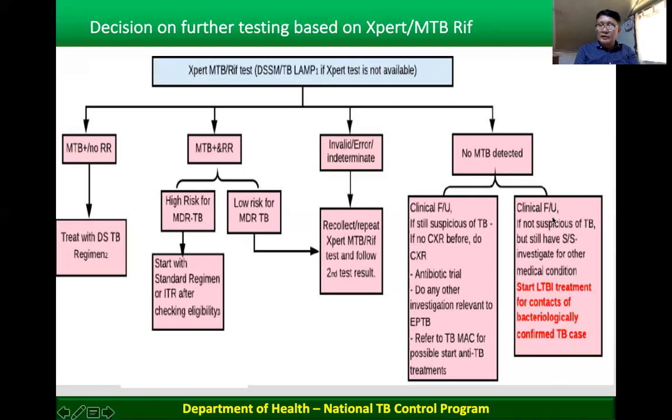Now, if there is no clinical findings, if not suspicious but still have signs and symptoms, you have to investigate for other medical conditions. Or we can start the latent TB infection treatment only for contacts of a DSTB case or bacteriologically confirmed TB case. Okay.